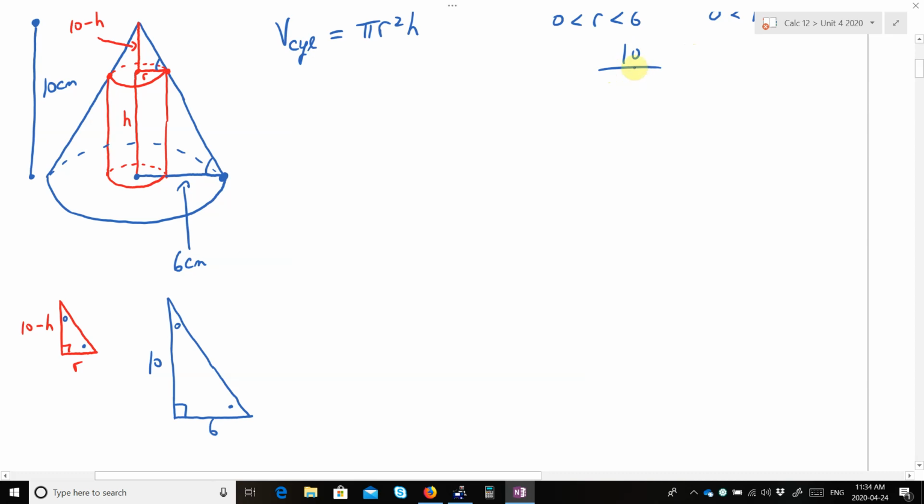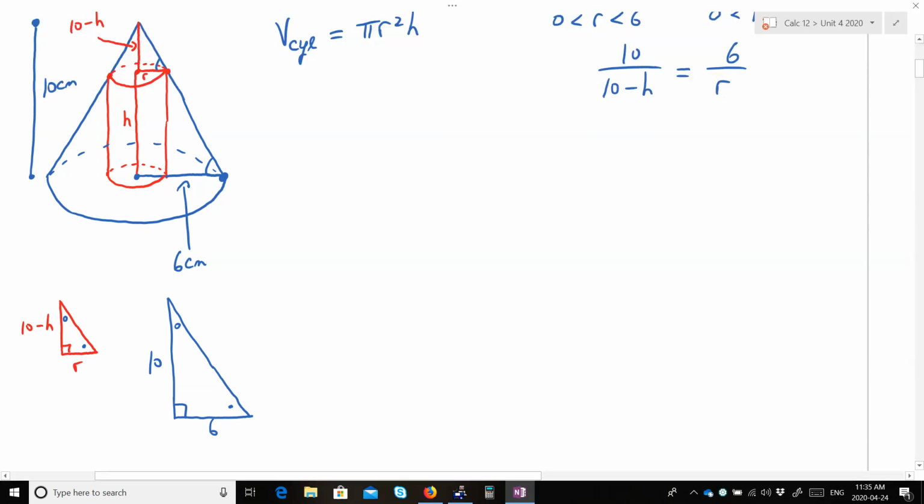10 divided by its corresponding side in the red triangle, 10 divided by 10 minus h, would be equal to the 6 radius divided by r. Okay, because the bigger triangle is a multiple of the smaller triangle, and so all of the sides of the smaller triangle would get multiplied by the same thing to make the bigger triangle.